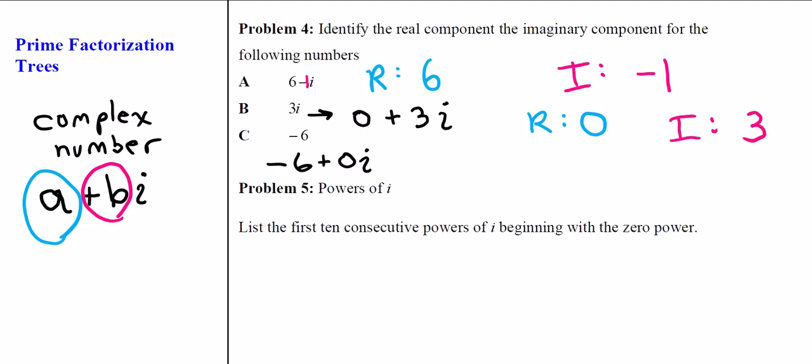For part C, once again, if it helps, we can rewrite this as -6 plus 0i. This shows us that the real part is -6 and the imaginary part is going to be 0. Notice that in all of this, the imaginary part didn't have an i because i is an imaginary unit, and we're just looking at the real component and the imaginary component.